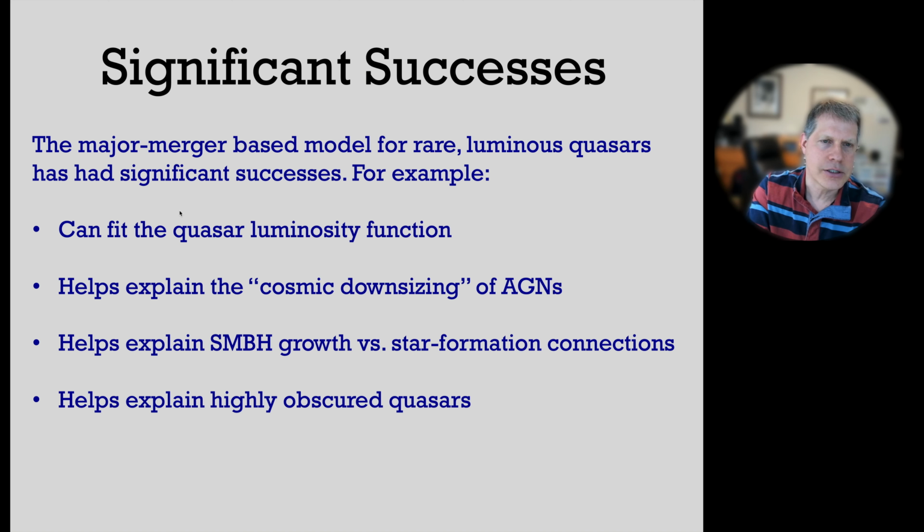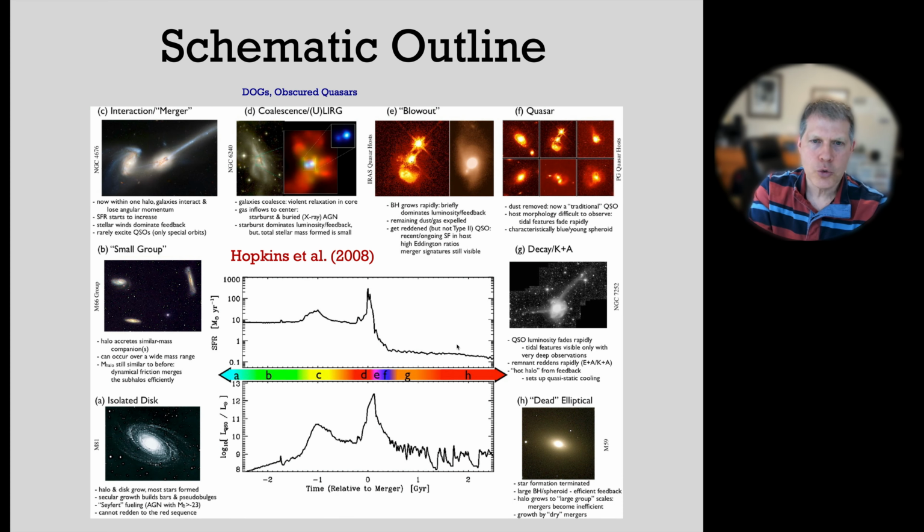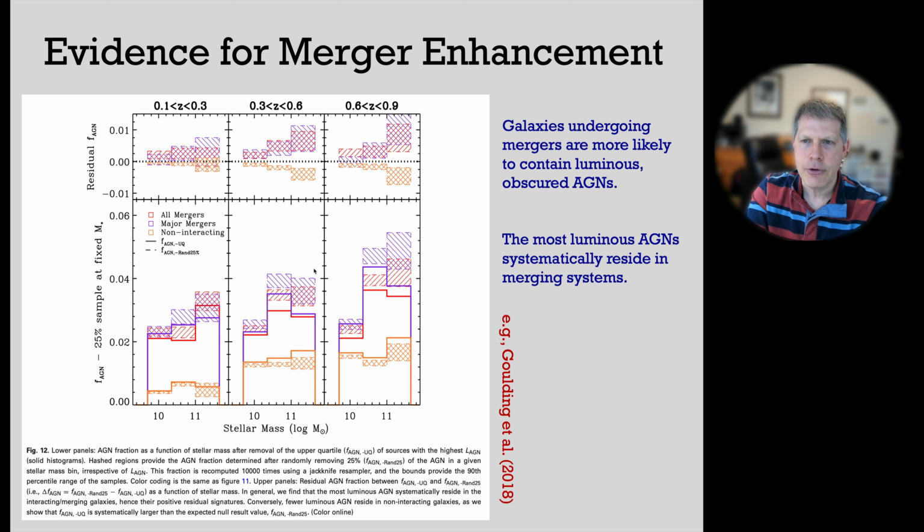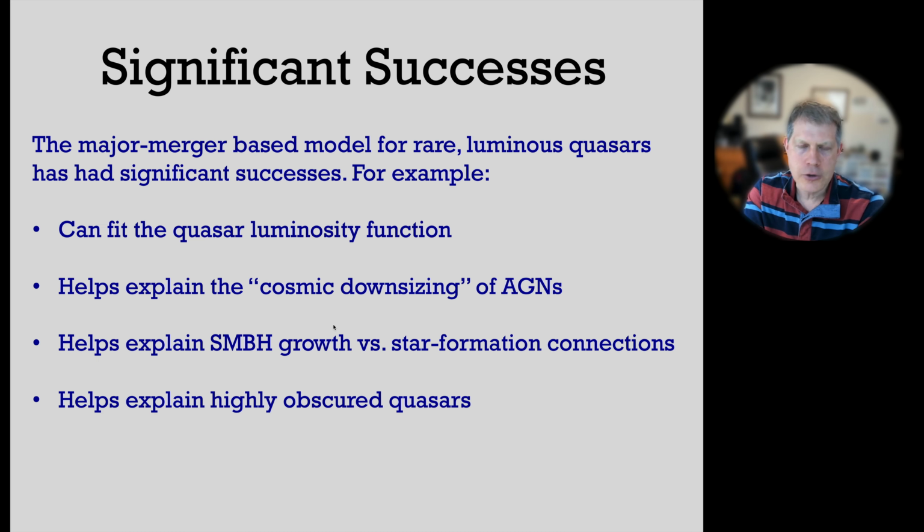But some of the broad successes are that this major merger-based model can fit the quasar luminosity function. Now, it has a lot of parameters to tweak, but it can fit the quasar luminosity function, which is good. It can also help to explain the broad cosmic downsizing of the AGN population. I'll talk more about that in the next lecture. It also helps to explain supermassive black hole growth versus star formation connections. We'll talk more about that soon. And then finally, it also helps to explain the nature and the origin of the highly obscured luminous quasar systems. And those are some significant successes for this broad picture. Much work is still being done to develop this picture, to gather further observations, to test these points. But by and large, it's been a success.